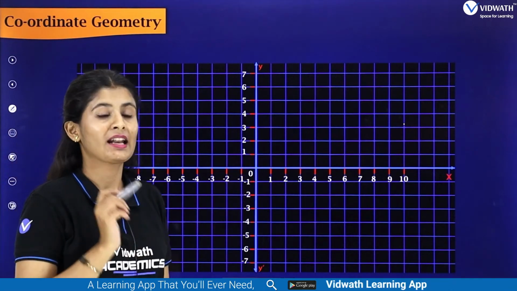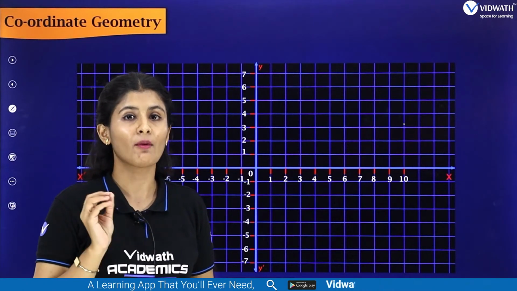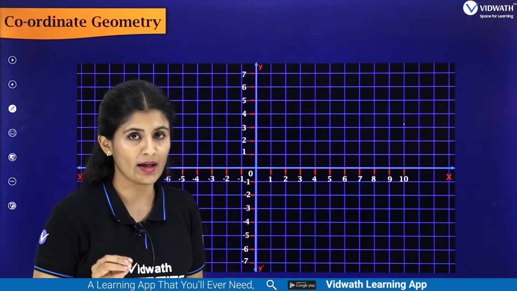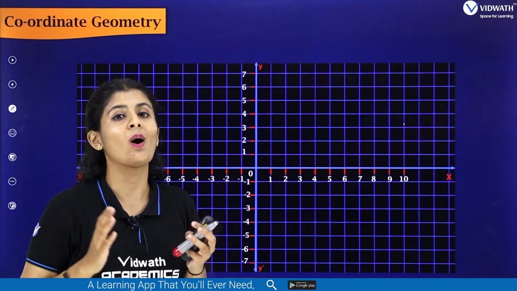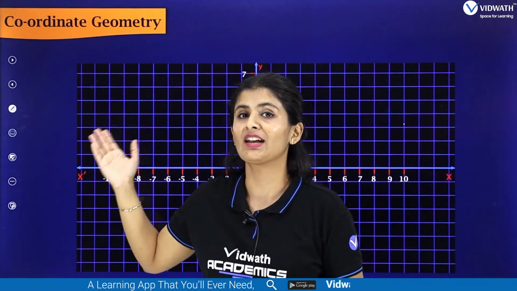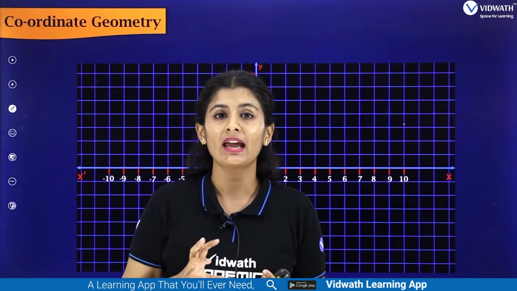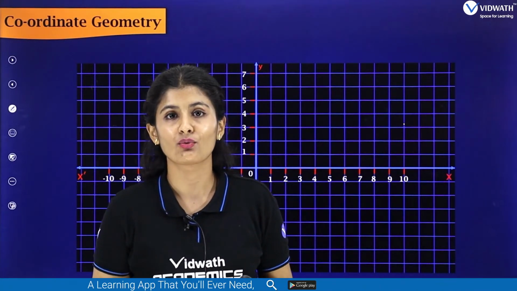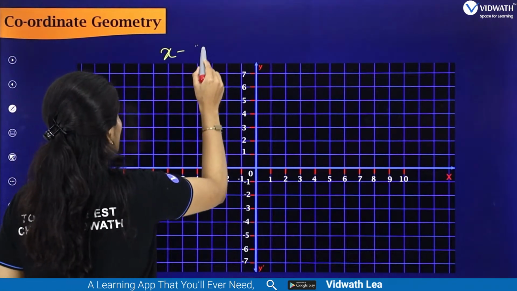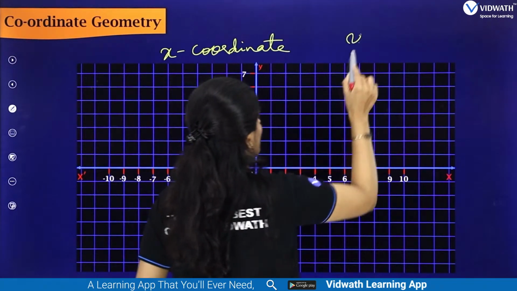Clear, students? Now, this system that gives us the location of a point by making use of coordinates, namely x-coordinate and y-coordinate, is called the coordinate system, which is our chapter. Coordinate geometry deals with the coordinate system of locating points on a plane by making use of coordinates. Now, I told you about the x-coordinate and the y-coordinate.